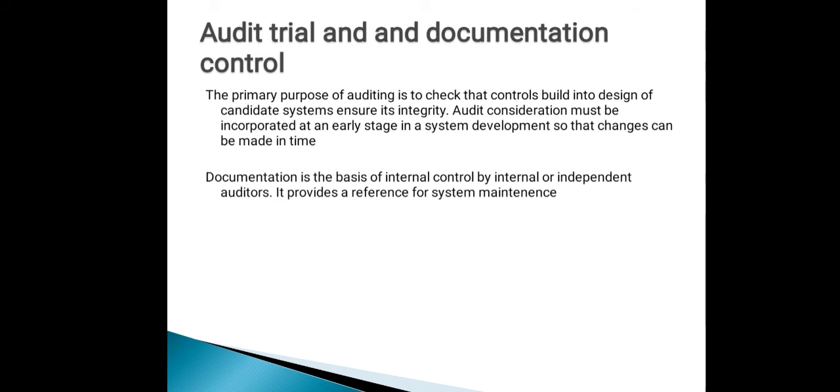Documentation is the basis of internal control by internal or independent auditors. It provides a reference for the system maintenance, how the system is working or how the task is going through. So it's a kind of record in which the auditor can check and go through the document.